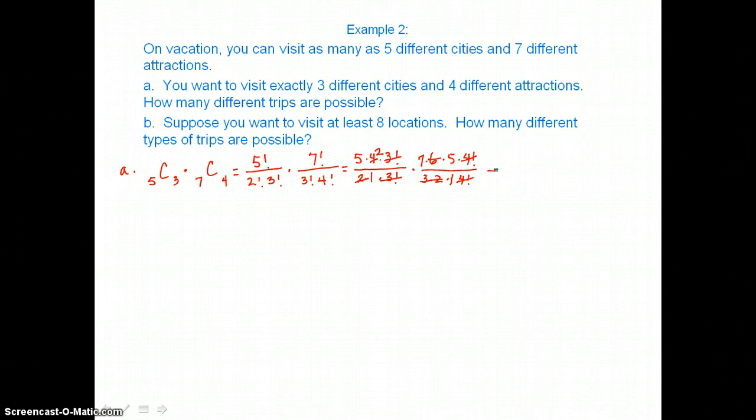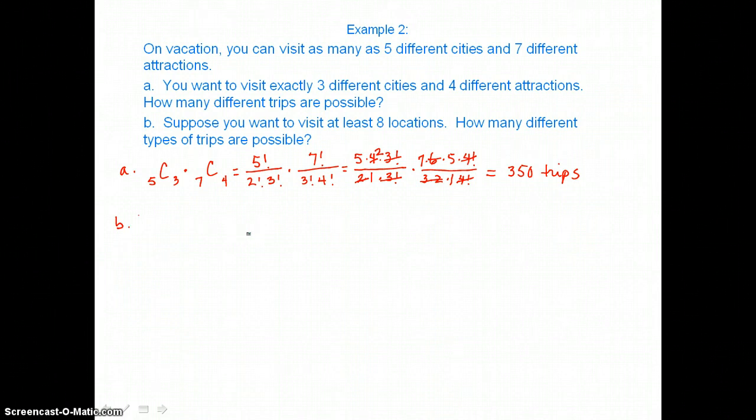So now multiplying across, how many different trips are possible? 350 is the product that we get. So 350 trips are possible when you visit 3 cities and 4 attractions.